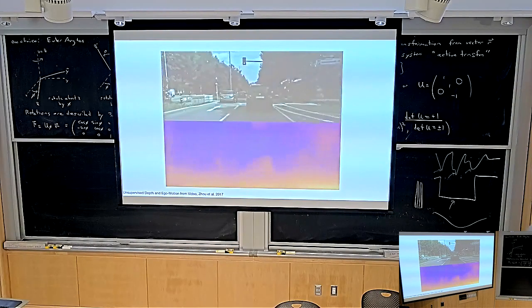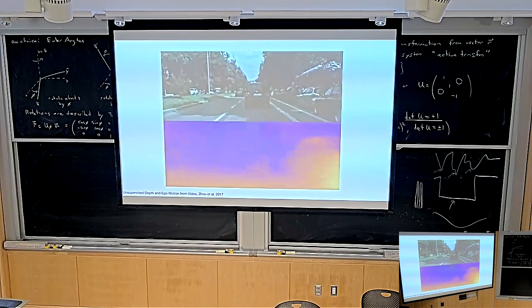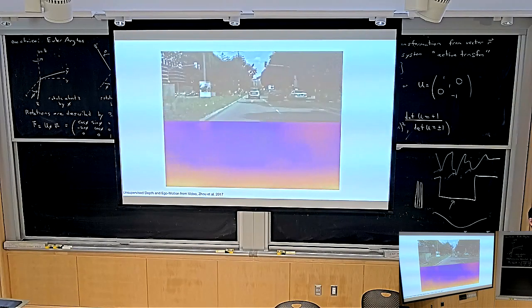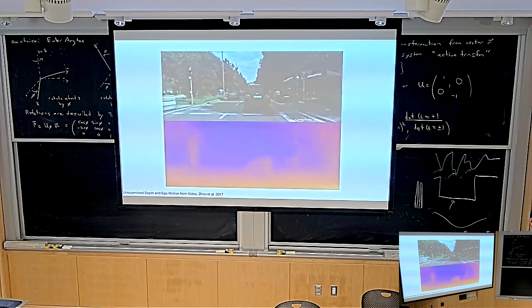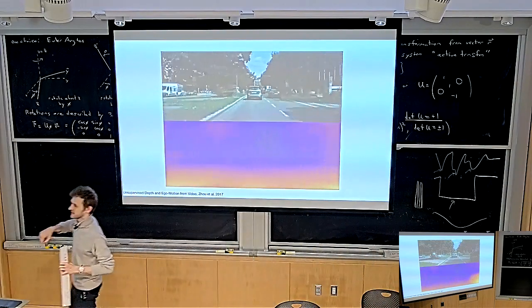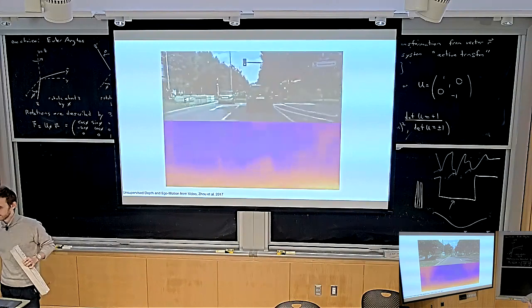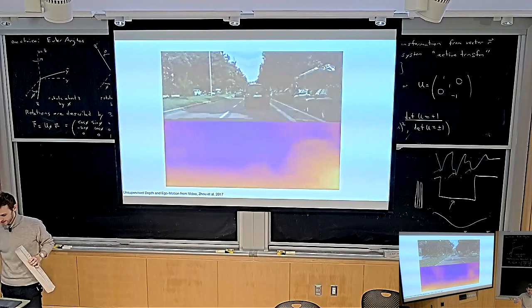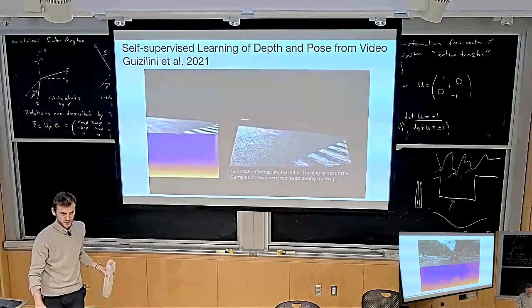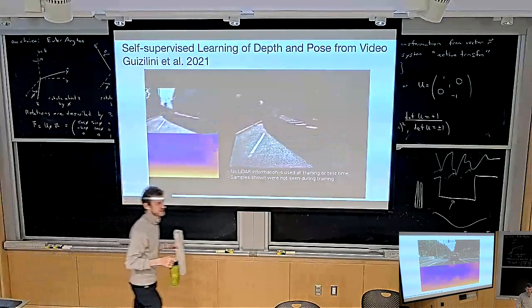This is the depth that you get out of this. It looks kind of like supervised depth estimation from 9 years ago, right? Okay. But remember, this paper is from 2017, so that's from 6 years ago. Of course, things have changed. People have worked on this a bunch. And this is kind of what this kind of stuff looks like today.